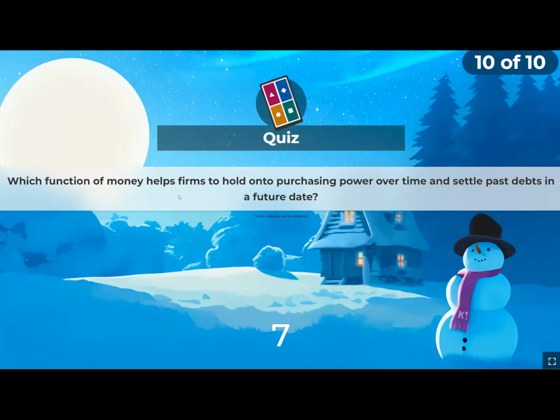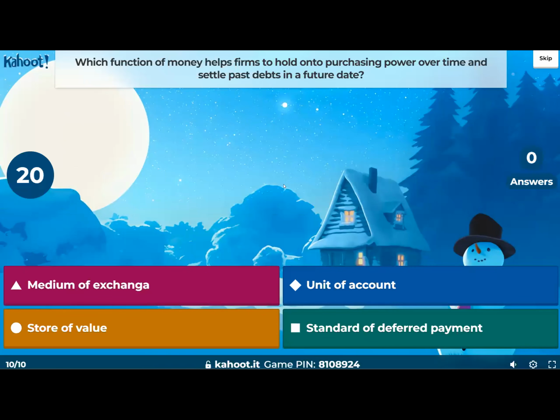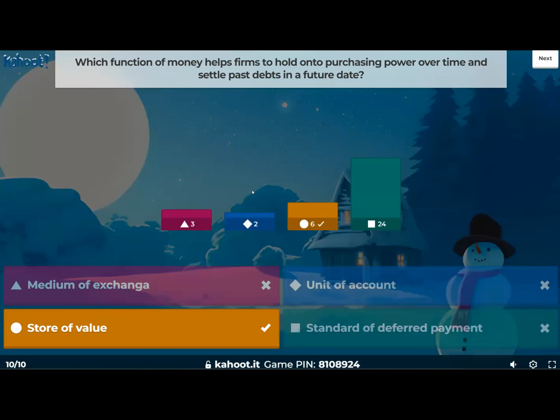Which function of money helps firms to hold on to purchasing power over time and settle past debts at a future date? Medium of exchange, unit of account, store of value, standard of deferred payment. Right. That's the last question that we have. Next week, there will be a quiz from this week's part and next week's part. So study and come. Nice. That is standard of deferred payment.